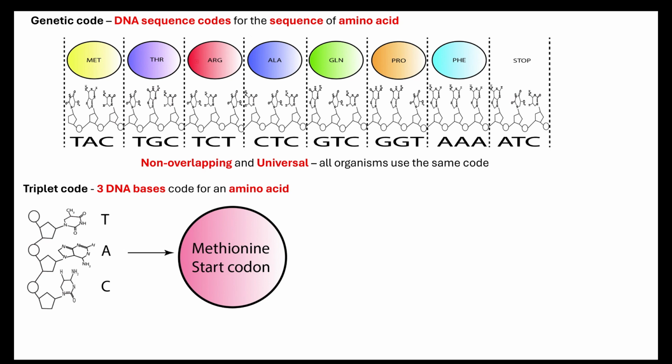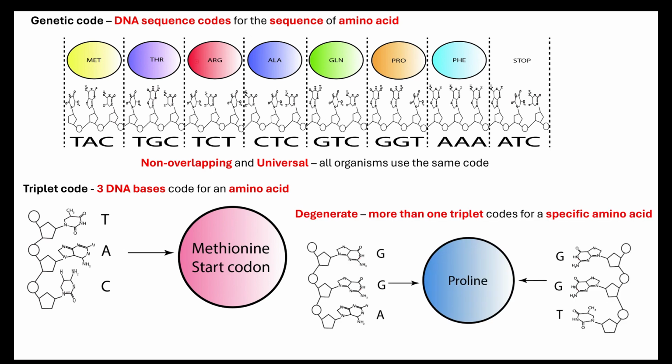Not only are they non-overlapping, but they're also universal. That means that every single organism uses the same code. So whether we're talking about a prokaryote, an animal, a plant, a fungi, or a protoctista, the genetic code is universal and therefore it can be transferred into other organisms. Do check out my video on Module 6, manipulating genomes, to find out more on that.